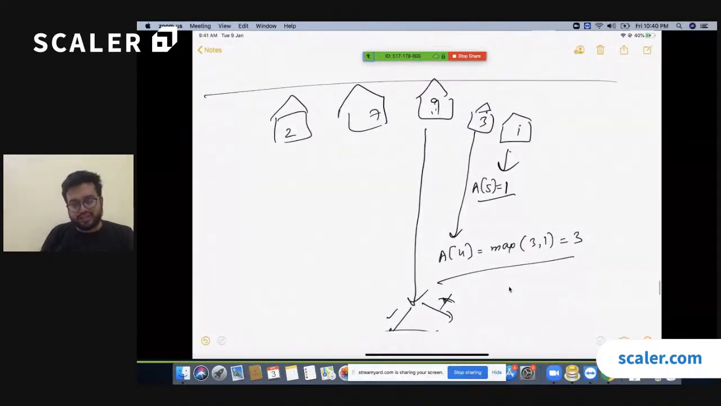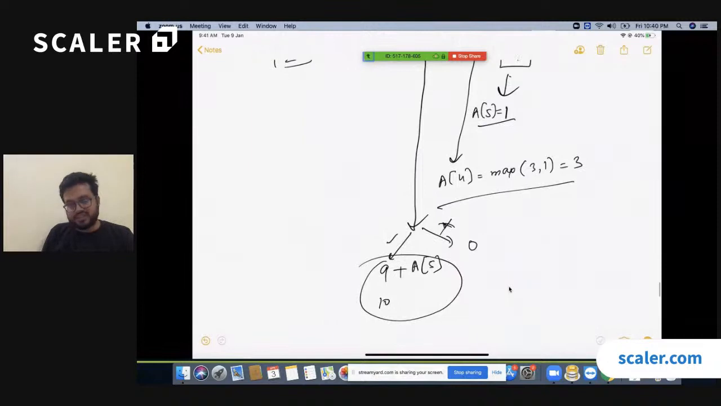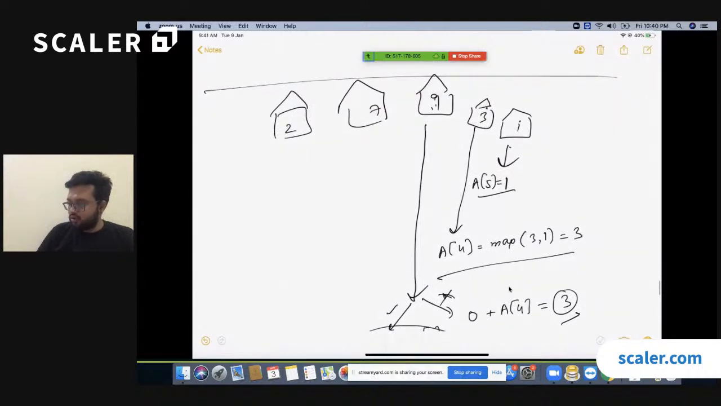One option gives me answer 10. The second option is I do not loot this house. So I will get 0 coins from this one. But I can still manage to loot the 4th one, which gives me 3 coins. So the answer will be 3. So I take the maximum of 10 and 3. So the maximum is 10. So I know that for answer 3, the maximum answer that I can get is 10.